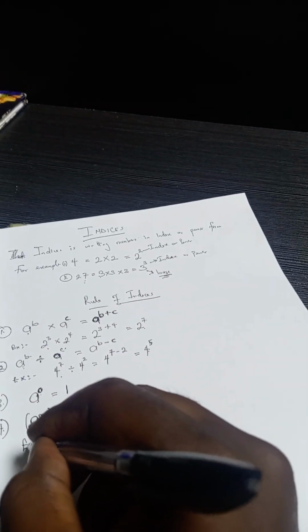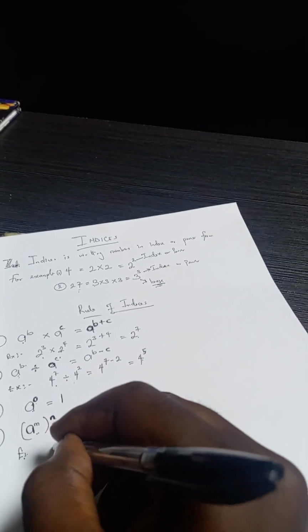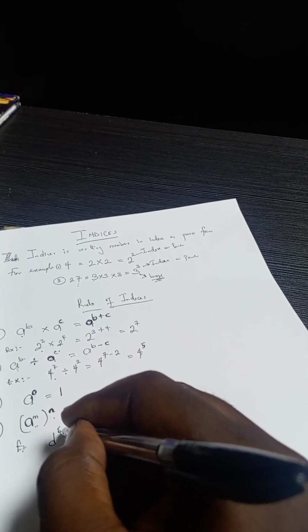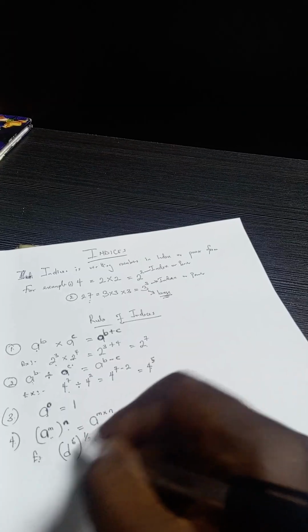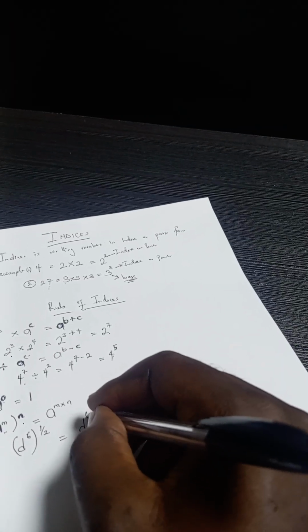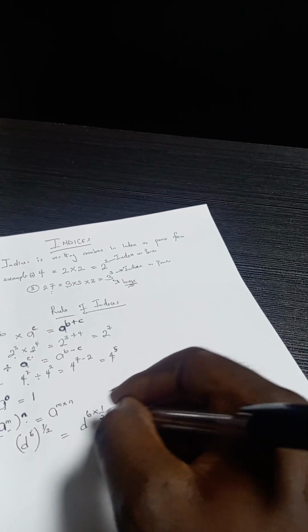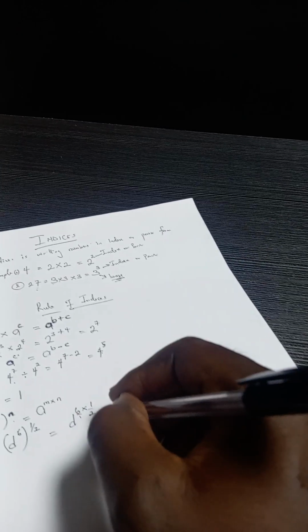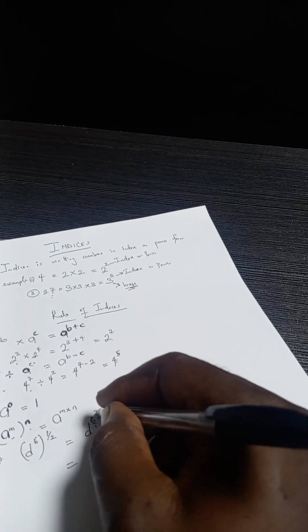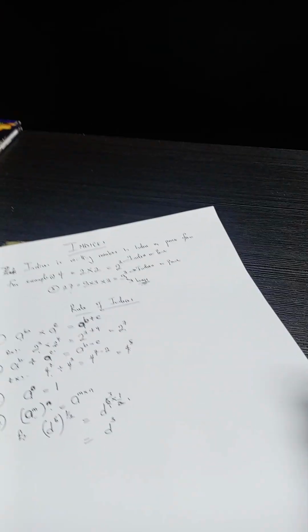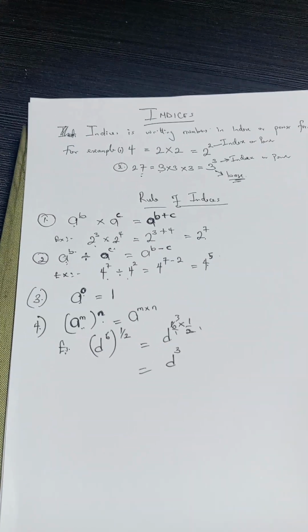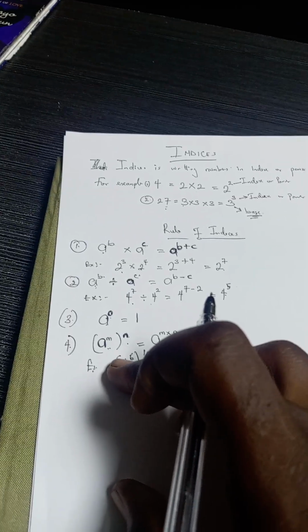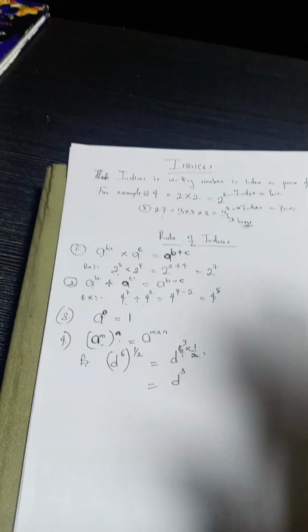Let me cite an example. Imagine we have d raised to power 3 in bracket, then power 1 over 2 outside. This is the indices, and this is the power. Are you getting me? So this simply means d raised to power 3 times 1 over 2, which is also over 1. You can simply say 2 here, 1, 2 here, 3. d raised to power 3. You can see that it's very simple and straightforward. All you need to do is follow the laws. Once you know the laws, applying them will be easy.